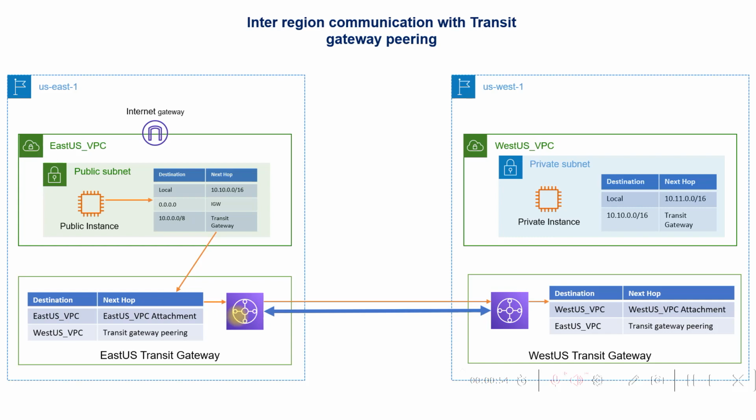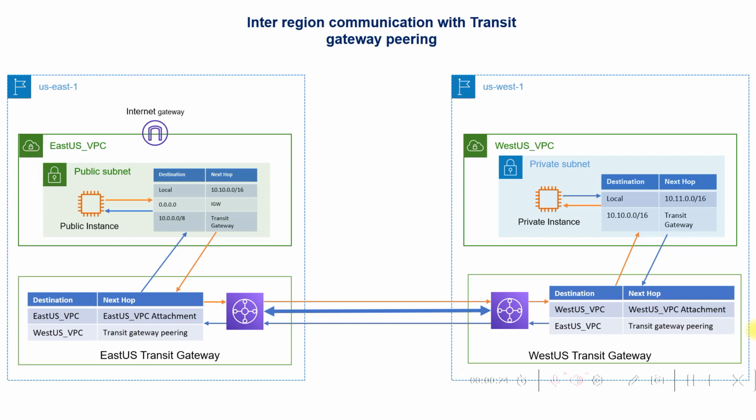Then it will check the West US transit gateway routing table. There it will find the route and transfer to the local VPC attachment, the transit gateway attachment. It will check the local subnet routing table, then it will reach the private instance. For reply traffic, it will follow the local routing table first, then come back to the transit gateway routing table, then hit the transit gateway peering. It will check the East US transit gateway routing table, then come back to the public subnet routing table. It will reach the public instance.